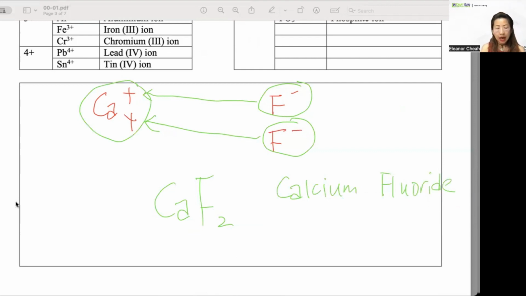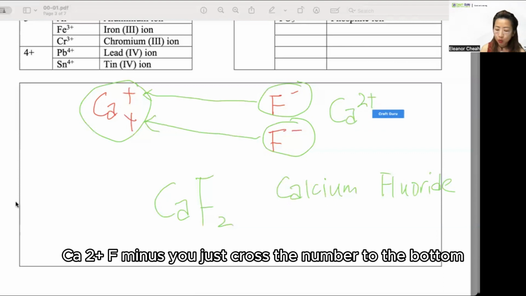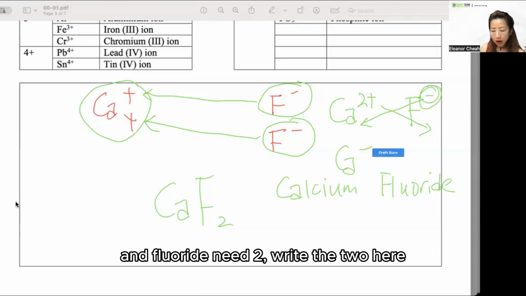CaF2. Another way to remember this easily is if we have Ca2+, F-, you just cross the number to the bottom. Ca only needs 1 and fluoride needs 2. Write the 2 here.